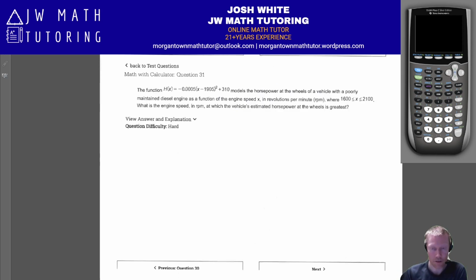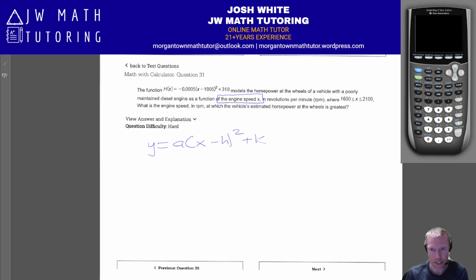The last question on this test, question number 31, deals with a quadratic function. It's asking for the engine speed at which the estimated horsepower is the greatest. Notice here, engine speed is x. So in other words, they're asking for the x value that corresponds to the largest or maximum y value.